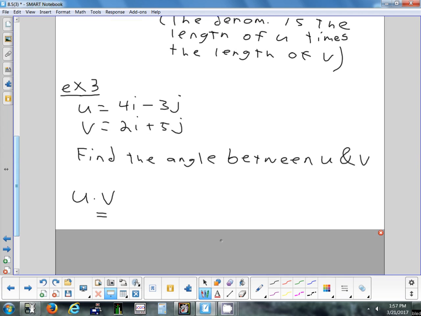John, what's going to be the first two things I multiply when I do the dot product? 4 times 2. Yep, 4 times 2. And other John, what's going to be the next two things I multiply? 3 times 5. Careful. Negative 3 times 5, which is how much? Negative 15. Okay, so our dot product is negative 7. That's the first thing we need. Any questions on the dot product?